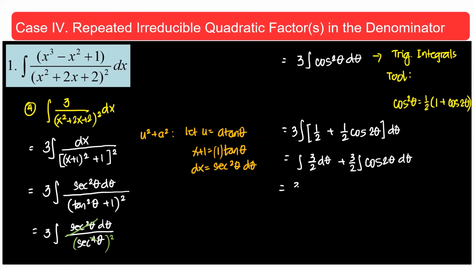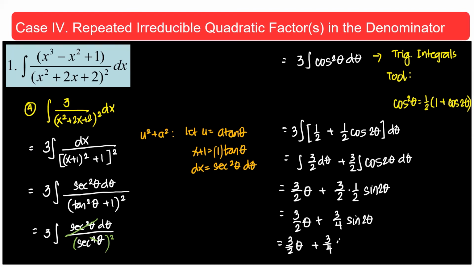So the answer here would be 3/2 theta. Here, if u is 2 theta, du is 2 d theta. So we need a 1/2. Integral of cosine is sine, right? So the answer here would be 3/2 theta plus 3/4 sine 2 theta, right? However, guys, as I said, your original problem is not given in terms of theta, di ba? Okay, let's rewrite this muna ha.